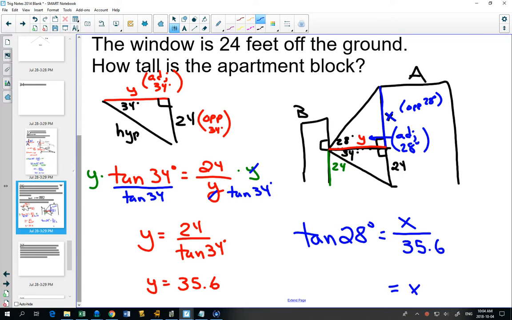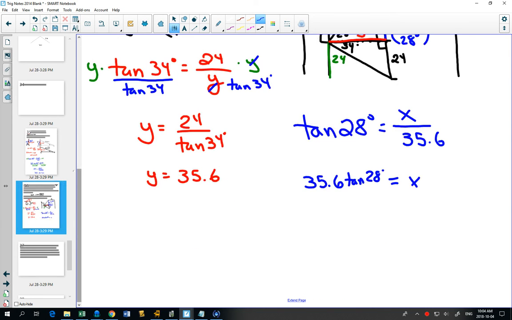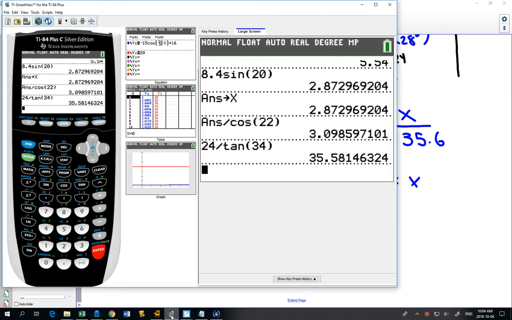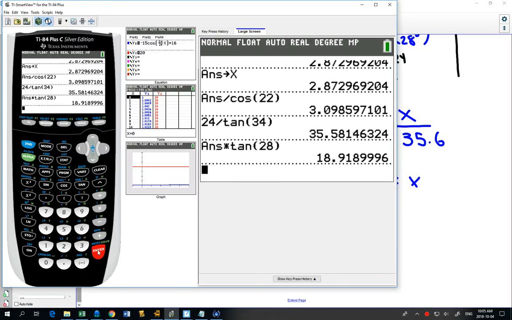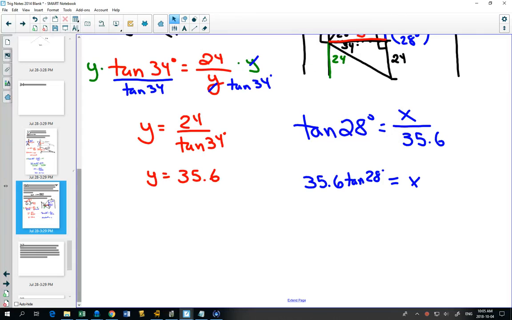Multiply both sides by 35.6. Oh, instead of writing 35.6, because that's rounded, I'm going to go second answer to steal that answer from before, multiplied by tan of 28. And we get x is 18.9.